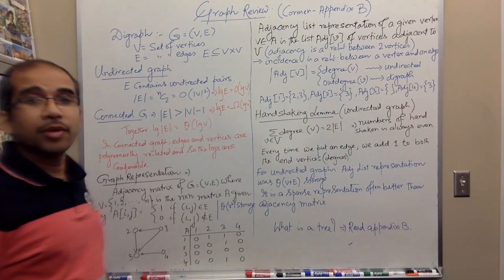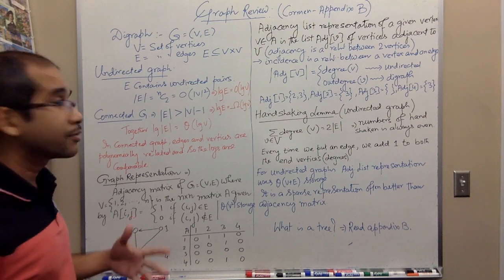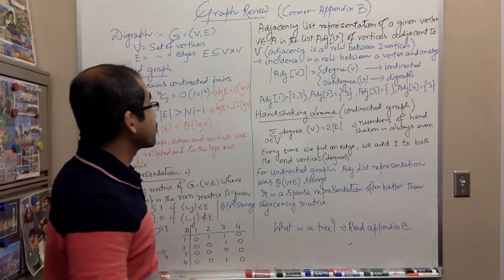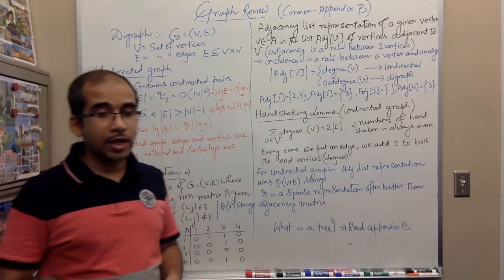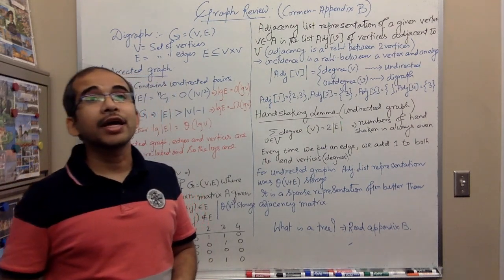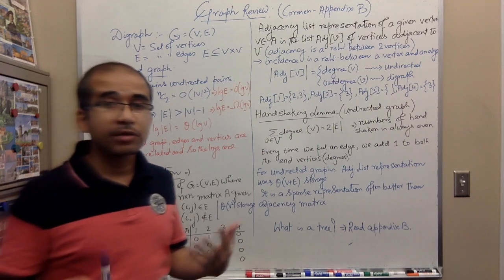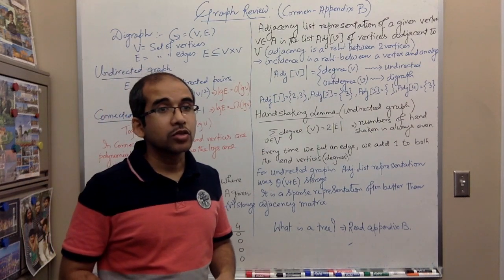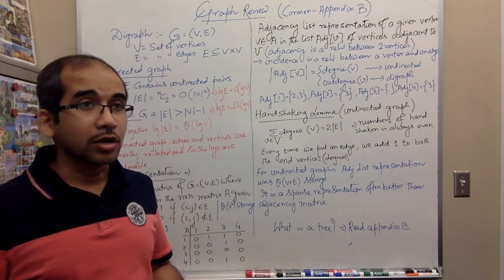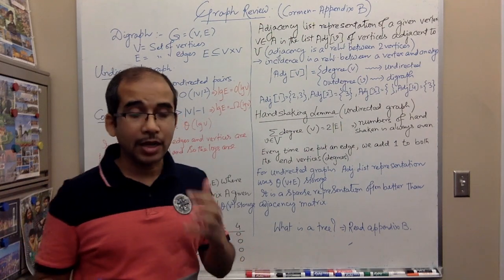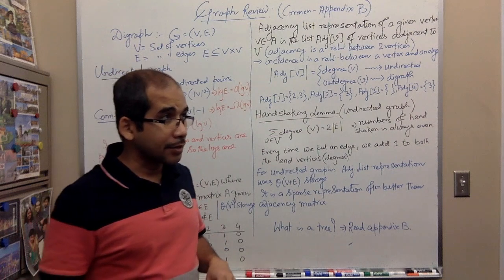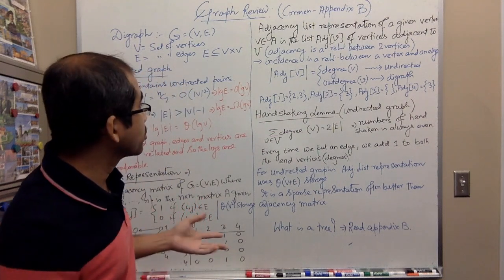Okay, now we start the graph review. Graph algorithms are a very important part of algorithmic study, and we'll find that many of the algorithms can be represented using graphs. So we must study graphs before we go into more detail about graph algorithms, and this is a nice place to review that.